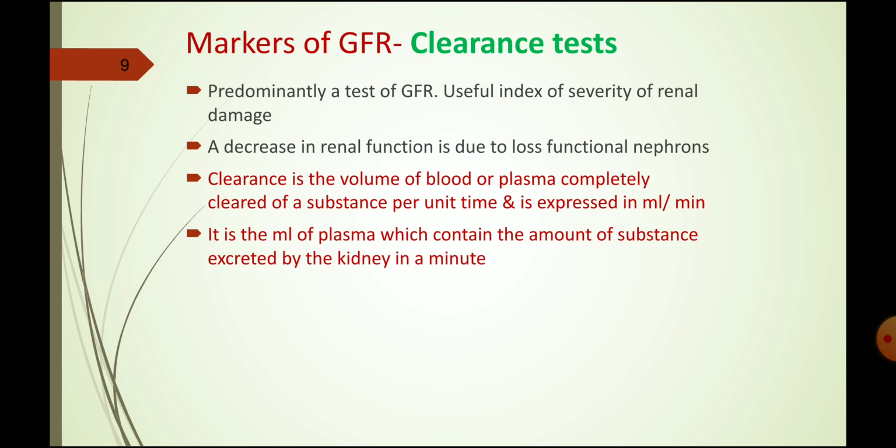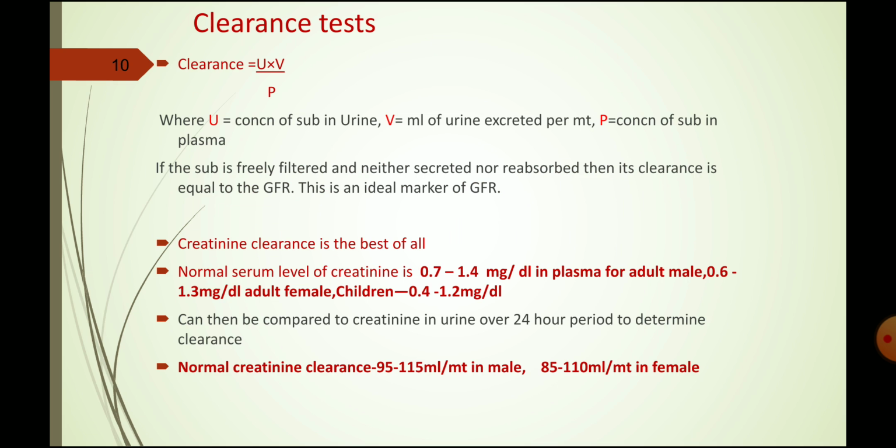So what is clearance? Clearance is the volume of blood or plasma completely cleared of a substance per unit time, expressed in ml per minute. It is the ml of plasma which contains the amount of substance excreted by the kidney in a minute. You studied all these things, and I'm just revising. You can write the definition of clearance and then go to the individual test.